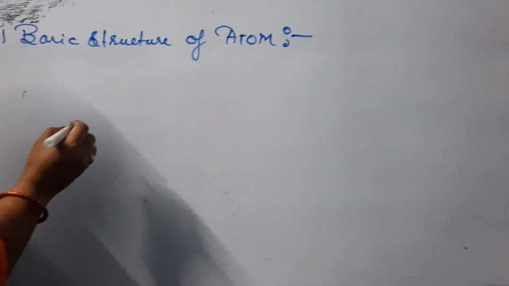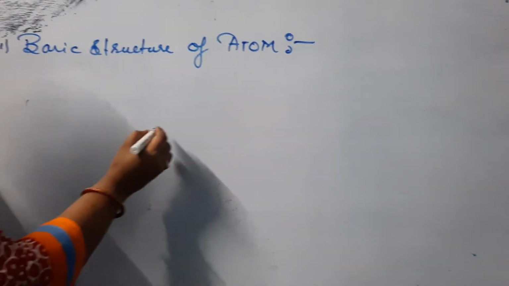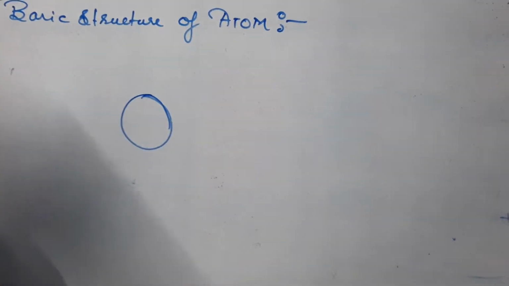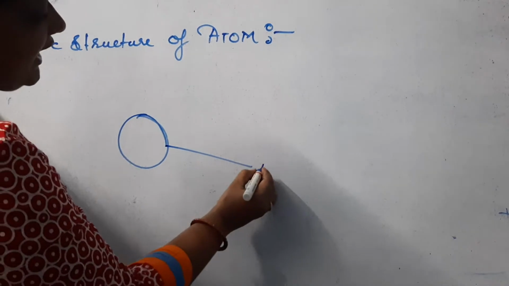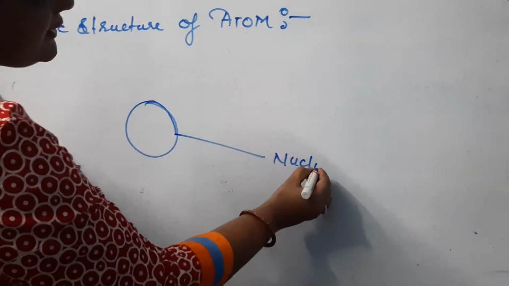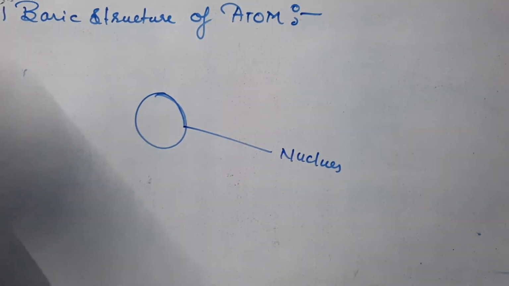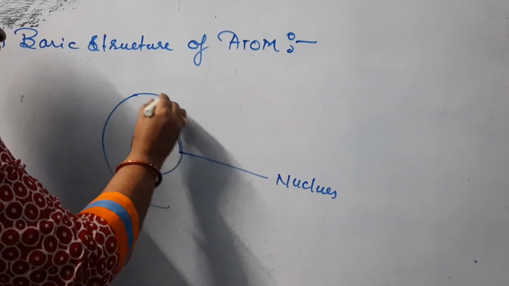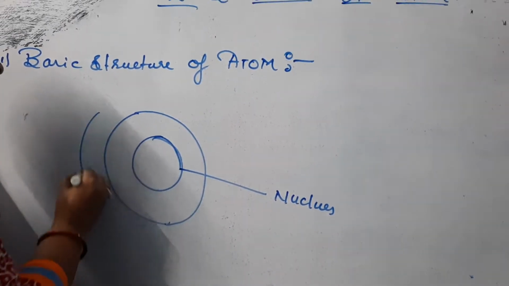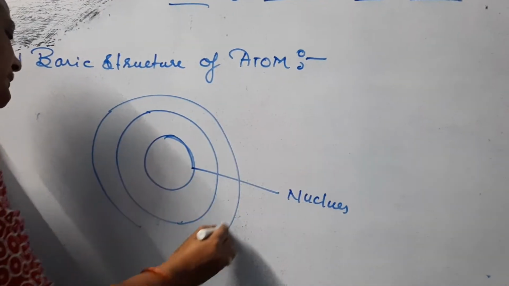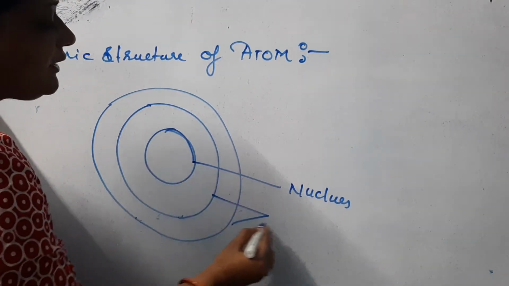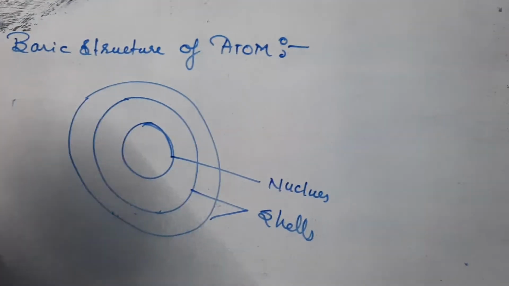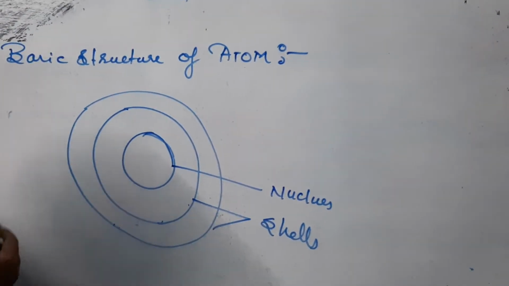First of all, in the basic structure of atom, remember the central part of the atom is known as nucleus. The central part of the atom is known as nucleus, isn't it? Central part of atom को क्या कहते हैं? Nucleus. The surrounding circular area of the atom is known as the shells. इसको क्या बोलेंगे बेटा? Shells बोलेंगे. This is nucleus. This is shell.